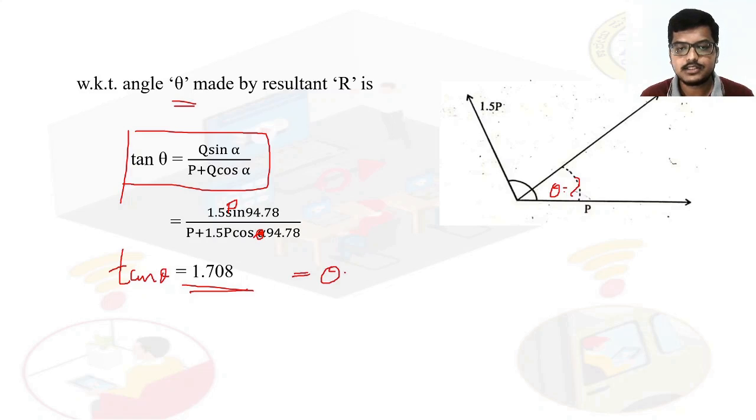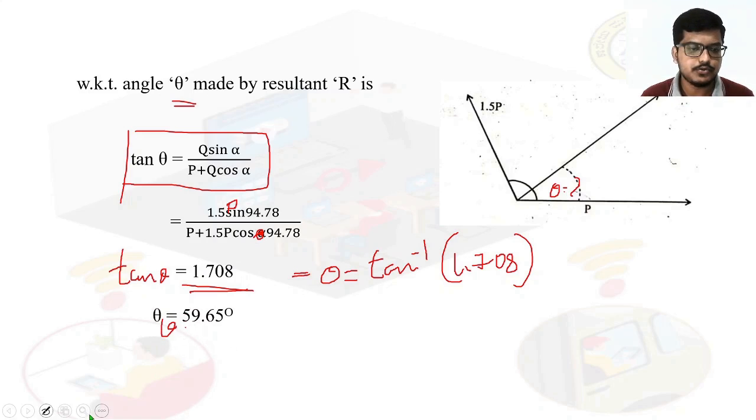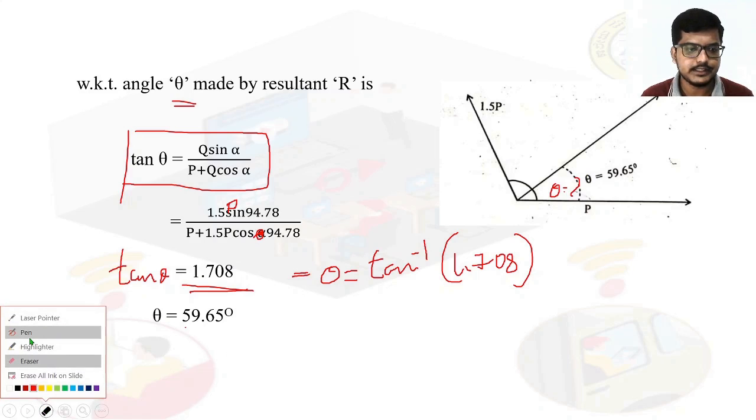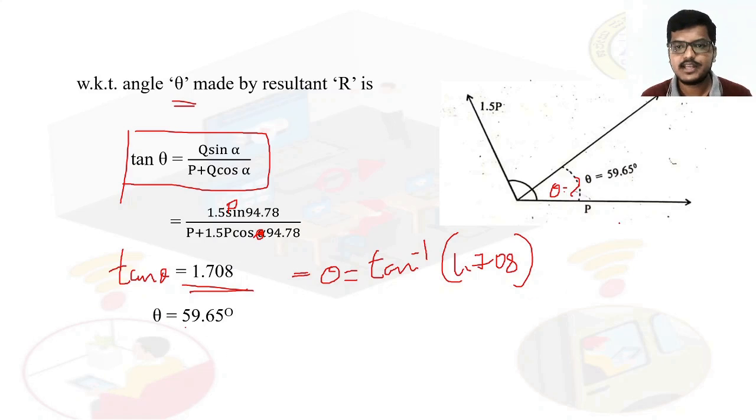Theta is equal to tan inverse of the value 1.708. So when we do that simplification, we will get the value of theta as 59.65 degree. Theta is equal to 59.65 degree. Simple, easy substitution problem.